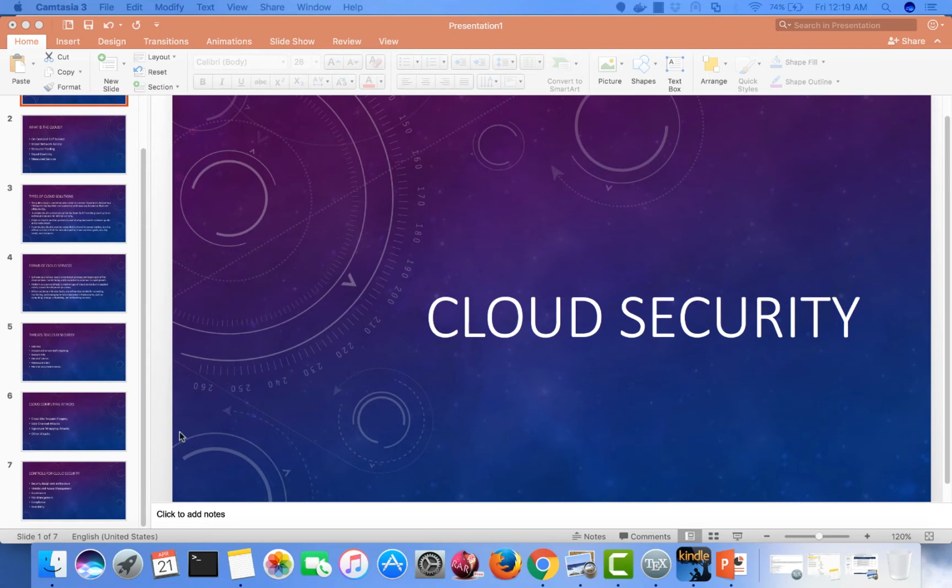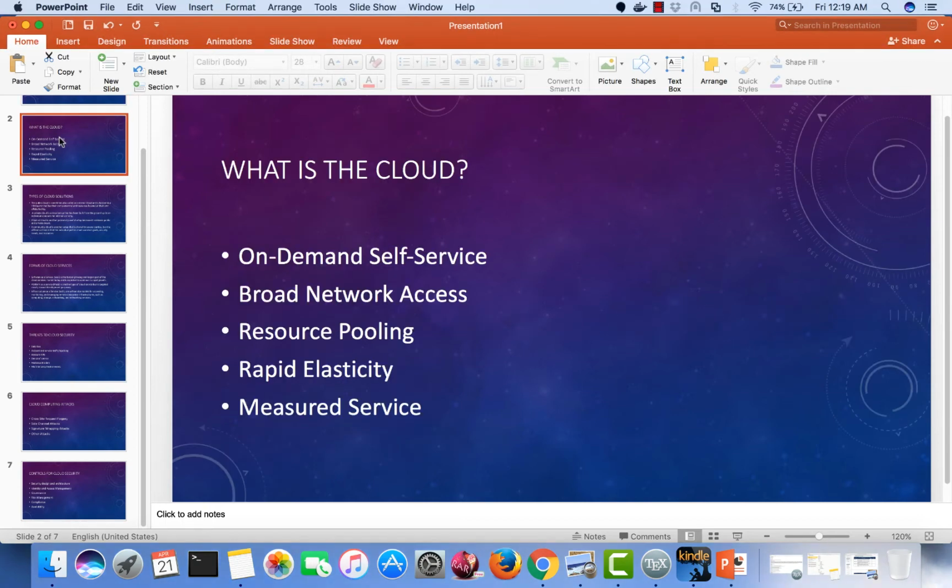So we're going to start off looking at what the cloud is, and then we're going to talk about different types of services, and then look at threats and some of the controls that we have in place for the cloud, and move from there.